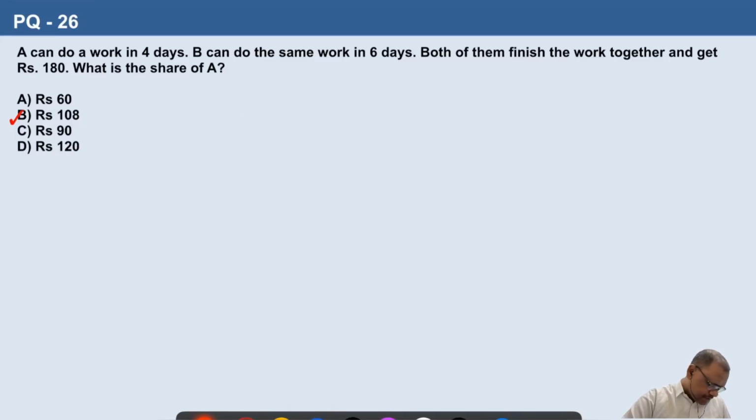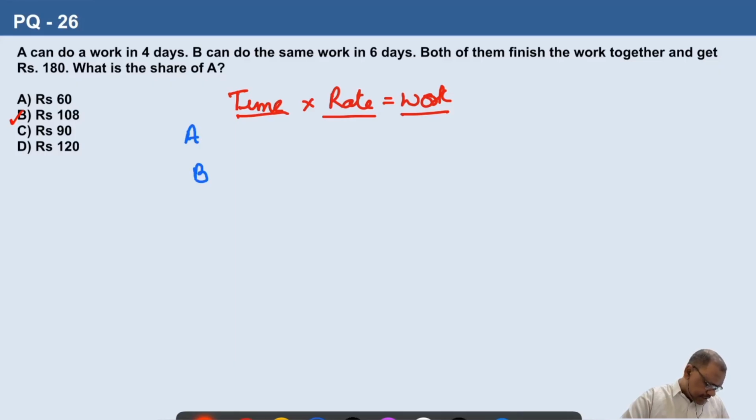So write the formula here. Time into rate is equals to work. So we have two people, A and B. A can do the work in 4 days, B in 6 days. So their LCM is the total work. LCM of 4 and 6 is 12. 12 is divisible by 4 3 times. 12 is divisible by 6 2 times.